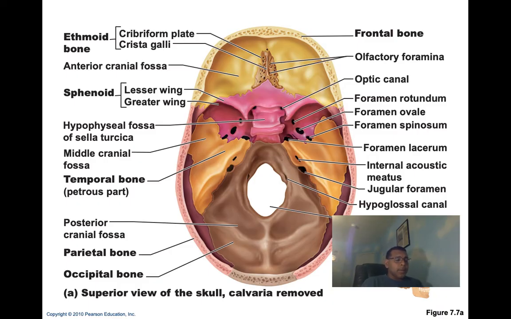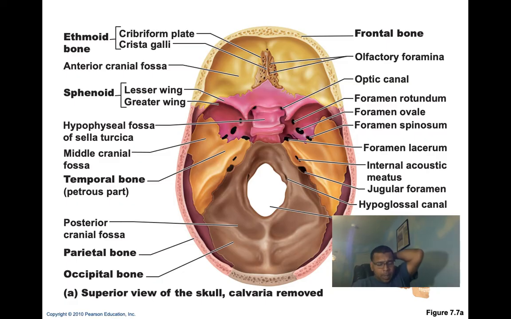Next, then we've got the foramen spinosum. The foramen spinosum is posterior lateral to the foramen ovale, and it transmits the middle meningeal artery. So foramen rotundum, ovale, spinosum, and then the sphenoid sinus we talked about within the sphenoid body.